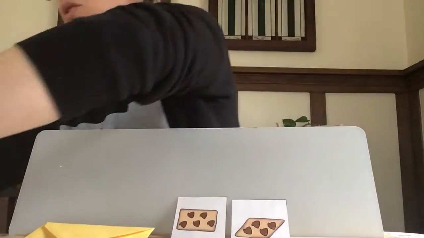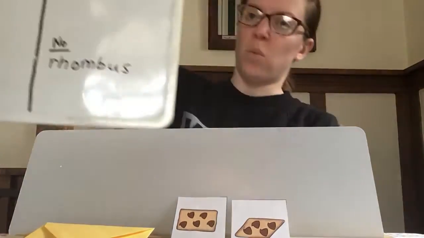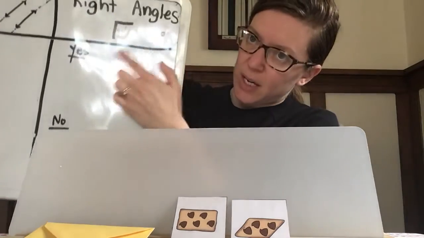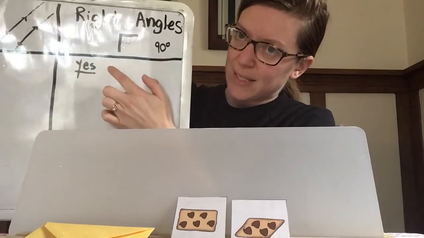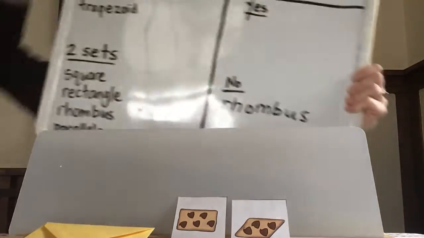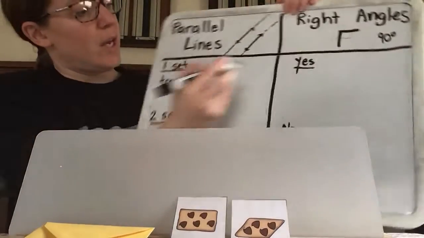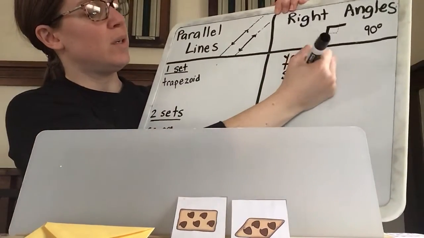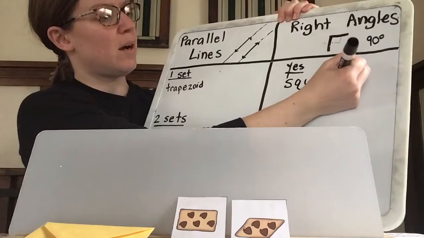So in my whiteboard, in my notebook, underneath right angles, I'm going to write yes, square, because a square, yes, has right angles. Square is S-Q-U-A-R-E, square. All right, we're going to check our rectangle and our parallelogram next.